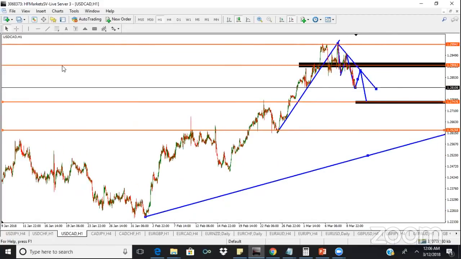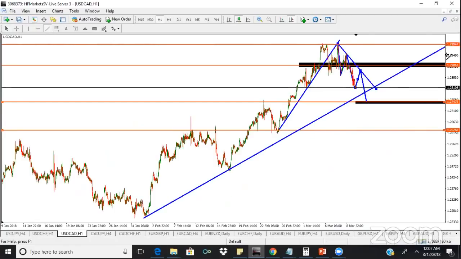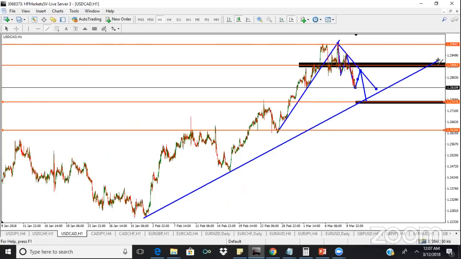Okay? Patience is key. So if I draw this line, you can see, I'm expecting, because it has touched 1, 2, so I'm expecting the third one here. So you can see that what we are waiting for is a buy. A buy at 1.27. So we're going to add that again.